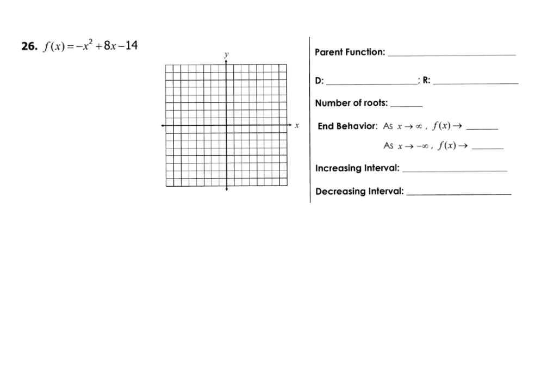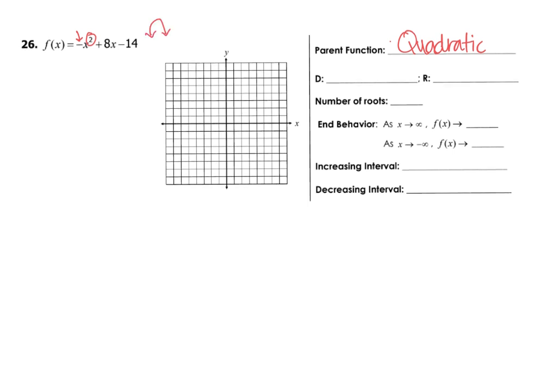Okay, number 26, we have f of x equals negative x squared plus 8x minus 14. As soon as we see that we have x squared, and that's our highest exponent, we are dealing with a quadratic. Okay, that's our parent function. That means we're going to have a parabola. What kind of parabola? What's in front of x squared? That negative means arrows are going down. So we have more of a rainbow here.